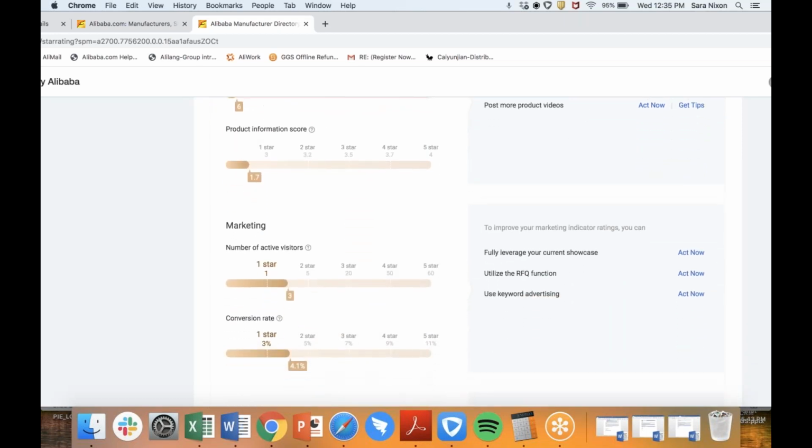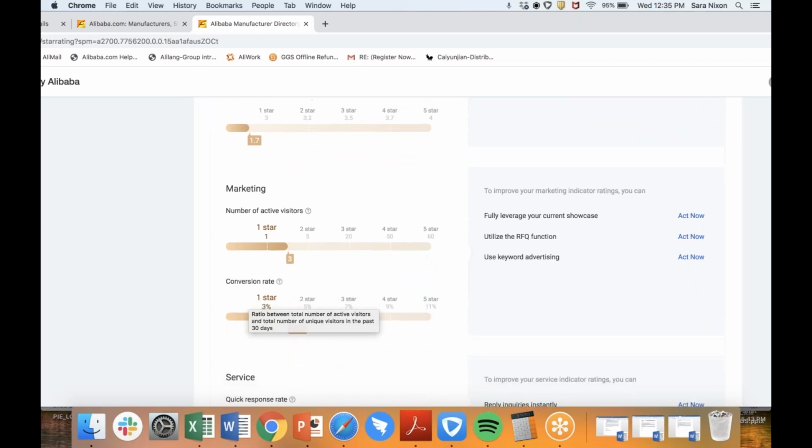The second capability that we measure you on is marketing. So we break marketing out into 2 different indicators.